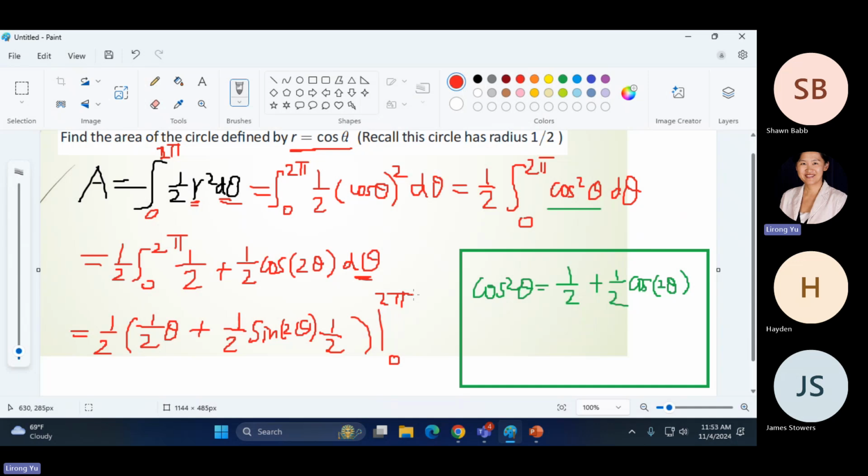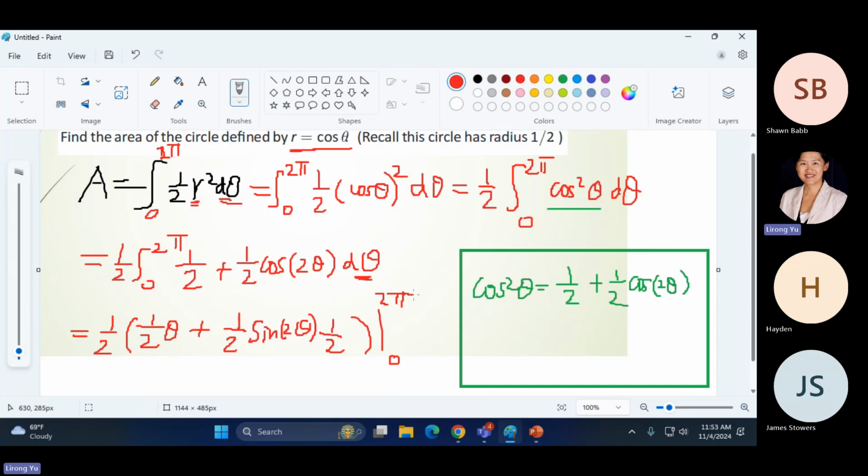Any questions for the integration part? You can think of it this way: when you take the derivative of sine 2 theta, you get cosine, but you also have to multiply by 2. That 2 is canceled by the 1/2, so that gives the derivative we started with.